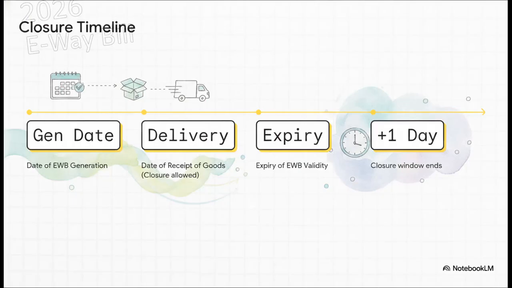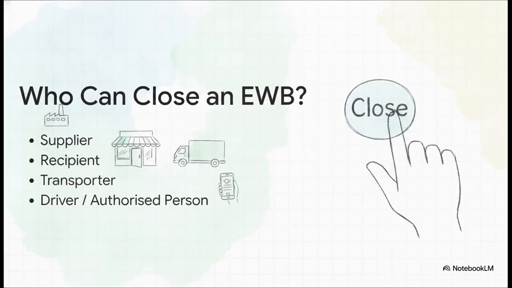It's how you actively declare to the system, hey, these goods have successfully and safely made it to their final destination. Timing-wise, you obviously want to close that e-way bill on the actual day of delivery if you can, but the system is pretty forgiving. They actually give you a nice little buffer window up to 1 full day after the bill's validity expires to log that closure. What I find super fascinating here is the sheer flexibility they've built in.